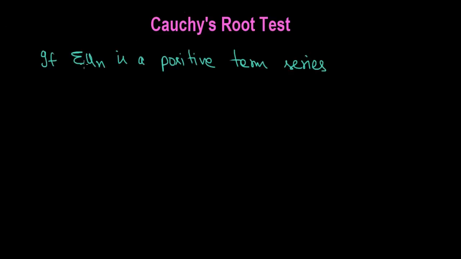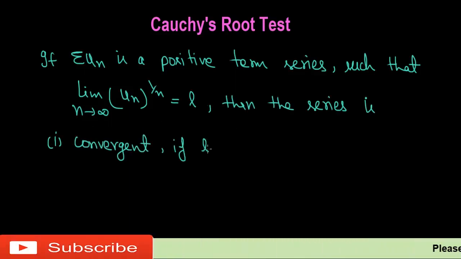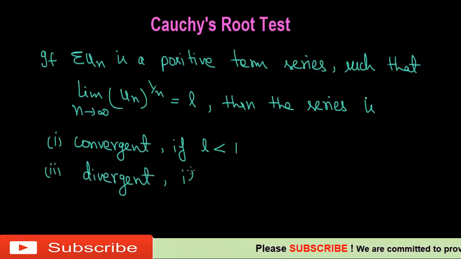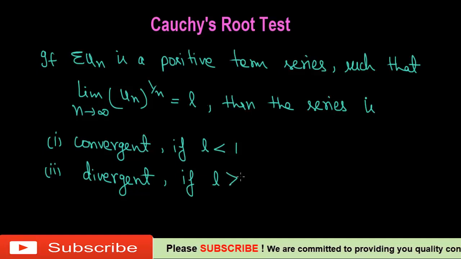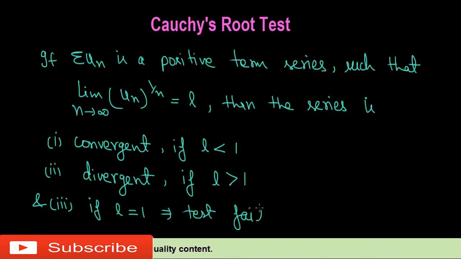For this test, you need a series sigma un that is a positive term series, and this series is such that limit n tends to infinity un power 1 by n is equal to L. Then the given series is first, convergent if L is less than 1; second, divergent if L is greater than 1; and third, if L is equal to 1, it means the test fails.